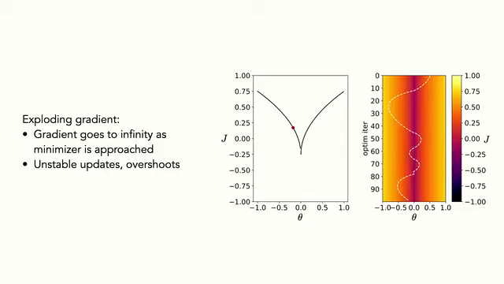Yeah, so zero gradient, this is what we were talking about in terms of instability. This one has what we call an exploding gradient. The gradient goes to infinity as the minimizer is approached. So you have really unstable updates, and you can really overshoot. It can be very difficult to ever actually hit that minimum.